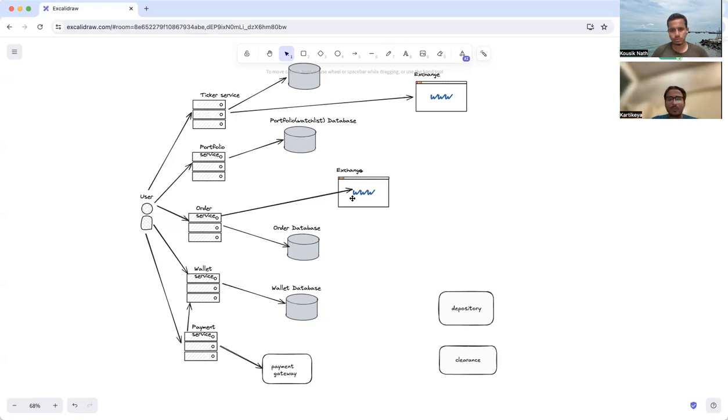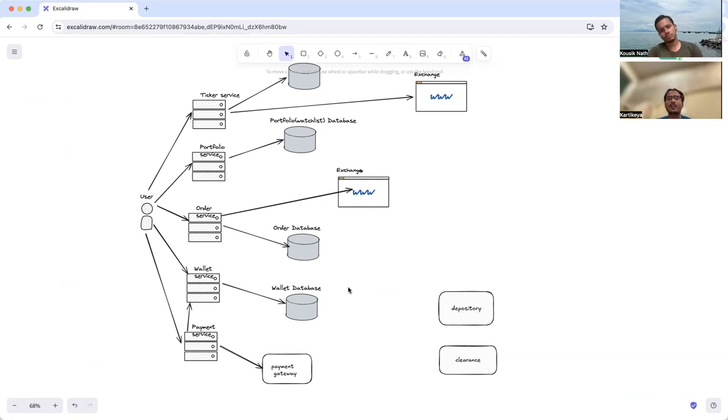So what is reconciliation? It's basically an end-of-day job or something like that that corrects the inconsistencies in our system. It doesn't have to be a cron job, it could be anything, but let's assume that we have a cron job that runs at the end of day. It will read the data from the wallet database, and it will also read the data from the order database.